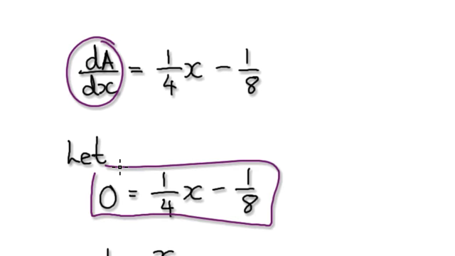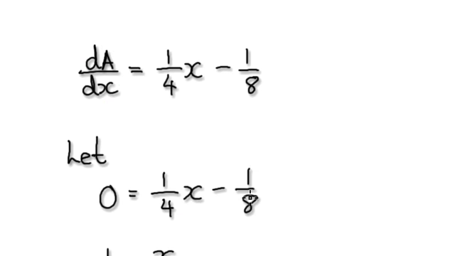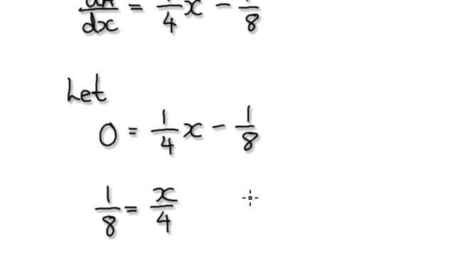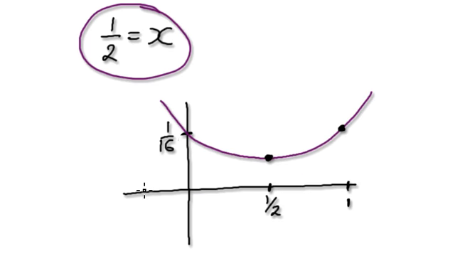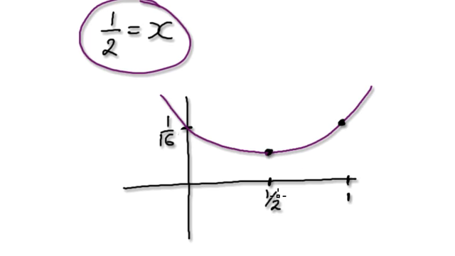So let's let it be this, and then add 1 over x to both sides, and then x equals this. You see, when x equals a half, the gradient is 0. So what that means is, don't forget this is A versus x here, the gradient at x equals a half will be 0 right here. So we know that there's a turning point at x equals a half. So let's find out the value here.